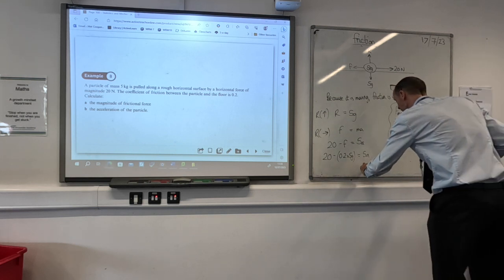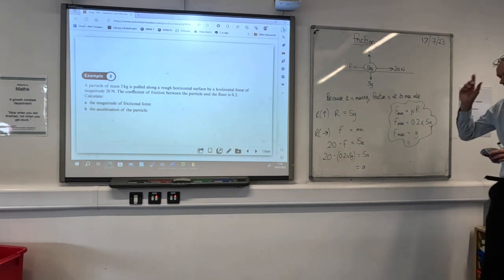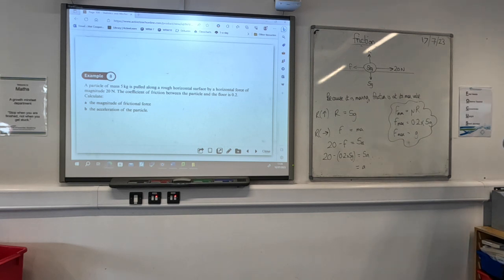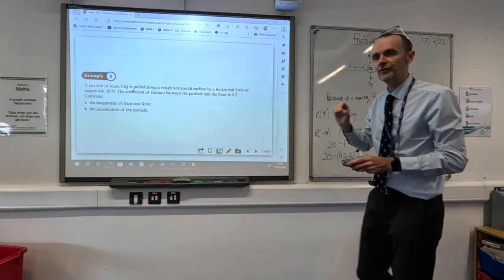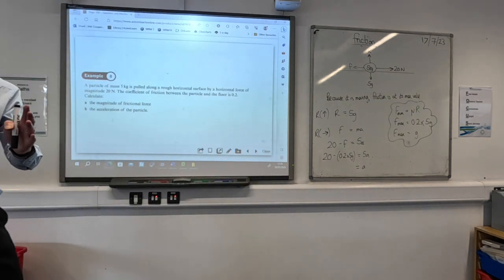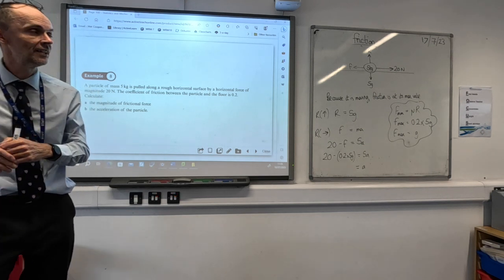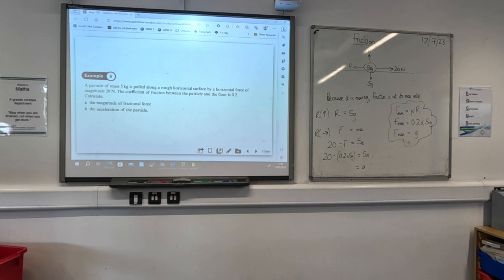I can just type that into my calculator and it will give me the answer. As it happens, in this case, it asks for the magnitude of the frictional force, so it's 9.8 newtons. But if it hadn't asked us that, we could have just built that into that calculation. Because this is already moving, we know what that friction force is. There are two scenarios. There's before moving, in which case it exactly opposes the force trying to make it move in the opposite direction. And there's after moving, where it's maxed out at a value given to us by mu R.